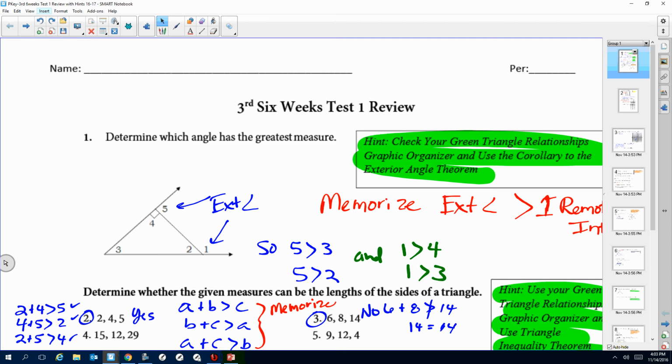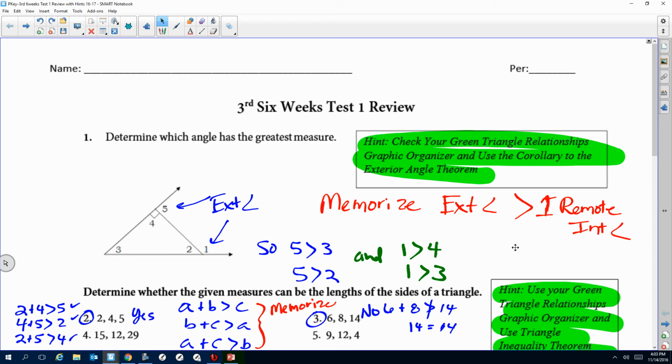Okay, here is your video explanation for your review for your test on Tuesday. I tried to put some notes on here, some things to help you memorize. I am going to do a couple. The ones I do not do, you need to do to receive your bonus and extra credit.